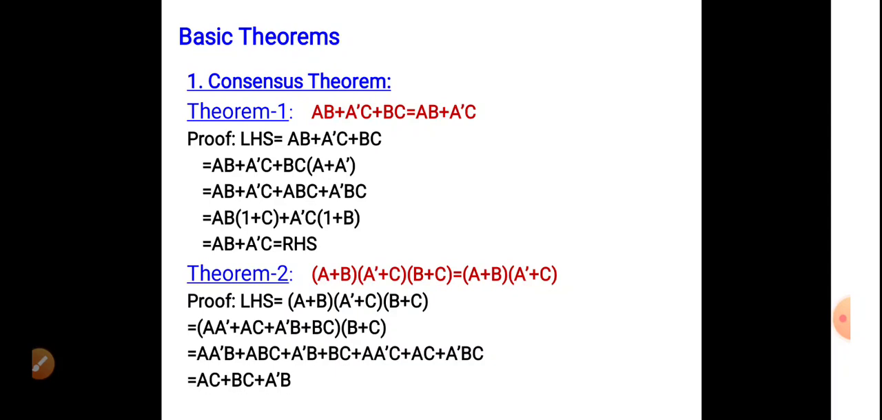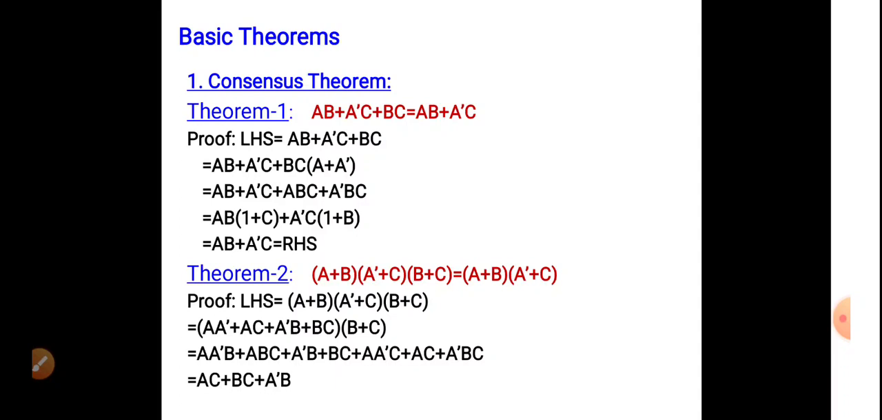1 dot AB is AB. Similarly, 1 plus B is 1, and 1 multiplied with A bar C is A bar C. So we can prove that the left hand side is equivalent to the right hand side.